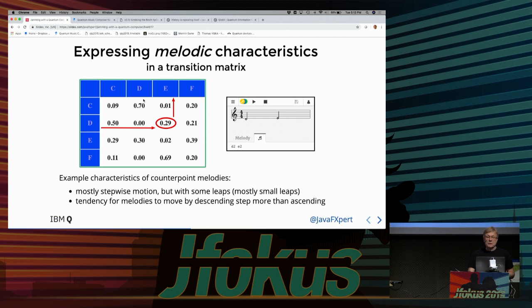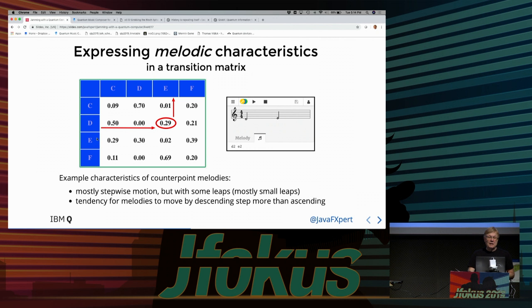All of these rows add up to 1, all of these columns add up to 1, so I have a probability of 1. And the way that sounds, here's a D, and then for the next note, there's a 0.29 probability that it'll be an E. So you can hear the D followed by the E. And that agrees with some of the rules of species counterpoint, mostly stepwise motion, but with some leaps, and then the tendency for melodies to move by a descending step.